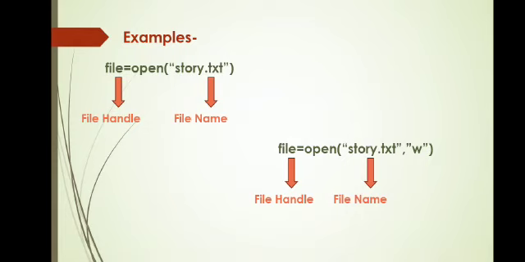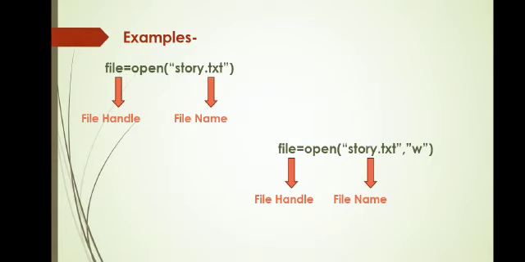As you will notice over here, I have not specified the location of the file in both these examples. Now when I am not specifying the location of the file, where is it going to look for the file? It is going to look for the file in the current directory, the current folder. And what is the current folder? The current folder is the folder in which Python is installed.